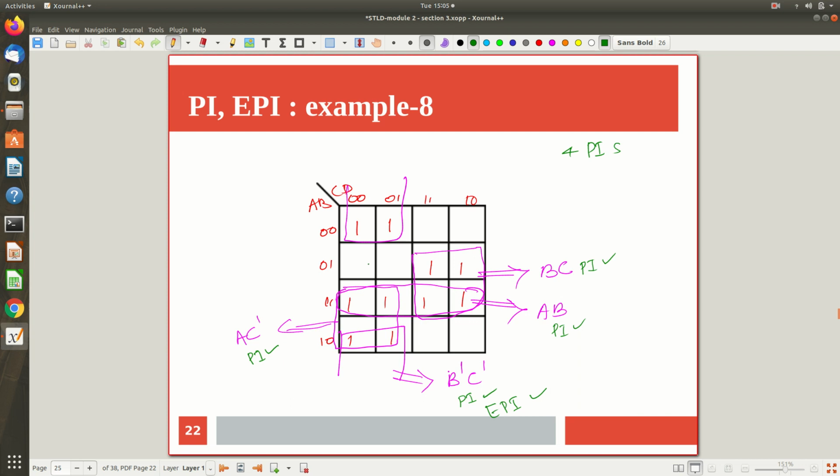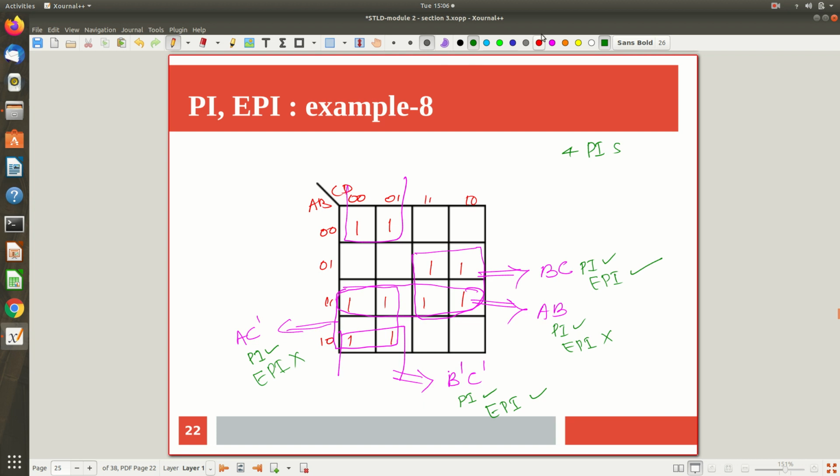Essential. Now if I am looking at this particular grouping, see no one is covered by exactly one prime implicant. Everybody is overlapped with 2 more prime implicants like that, right? Fine, this is not essential, this is also not essential. So this A C dash is not an essential prime implicant, and this group is also not an essential prime implicant. Okay, now what about this? This is essential. This is an essential prime implicant because of the top ones.